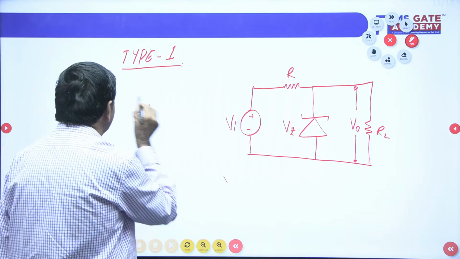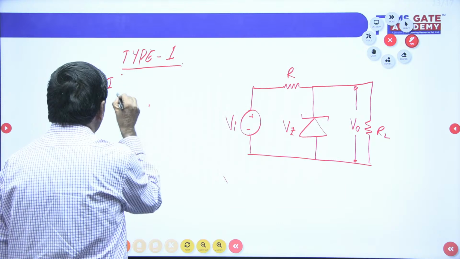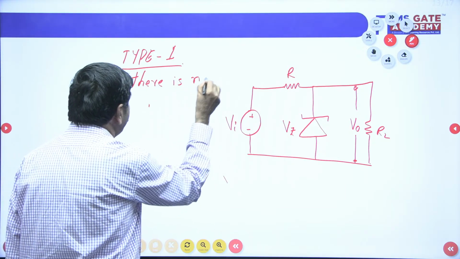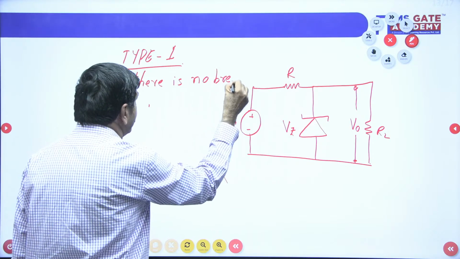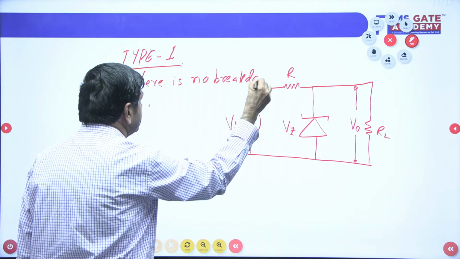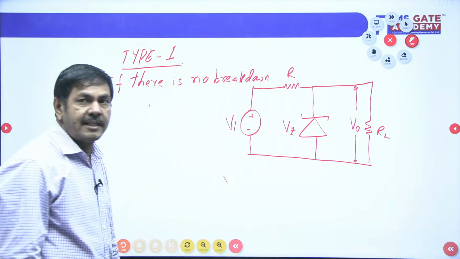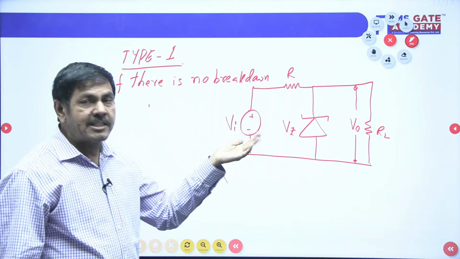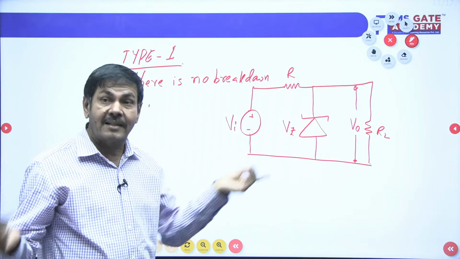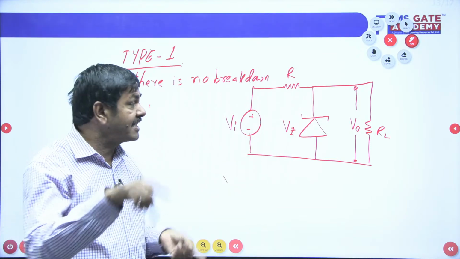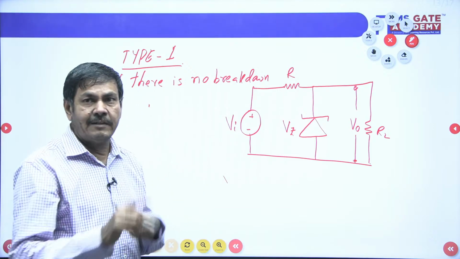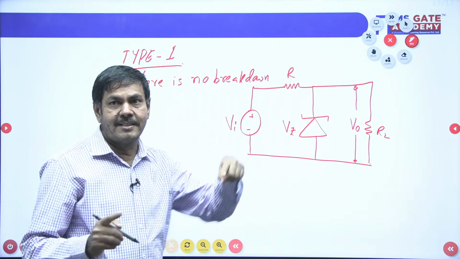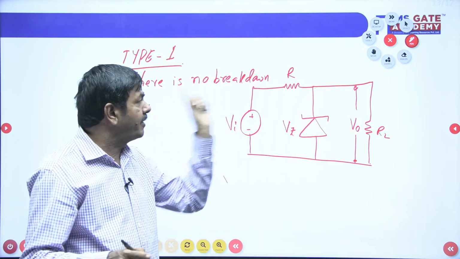The circuit is given like this. If there is no breakdown across the Zener diode, what is the meaning? The Zener is not in the conduction state. The Zener is in the non-conducting state only. If it is in the non-conducting state, it must be replaced by an open circuit. The Zener is not on because there is no breakdown.